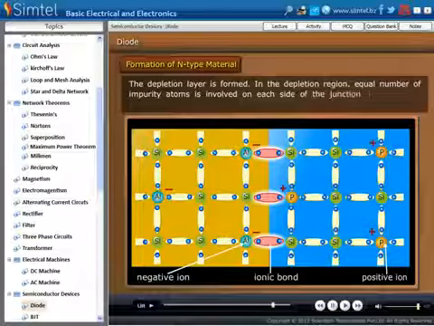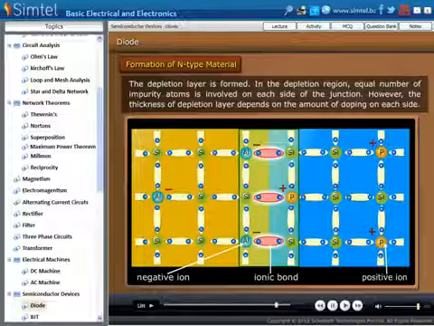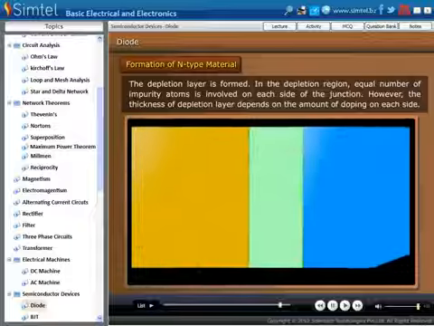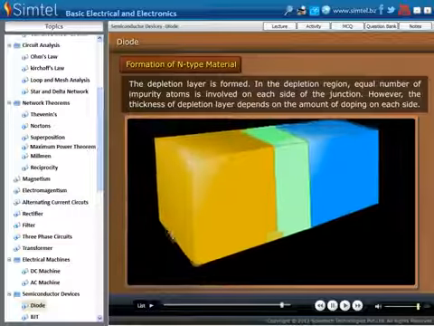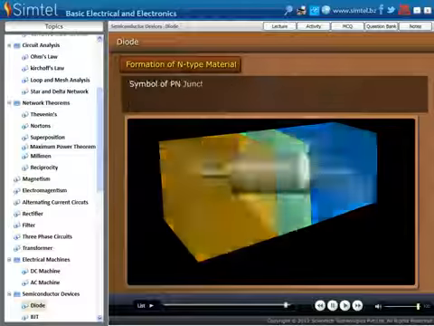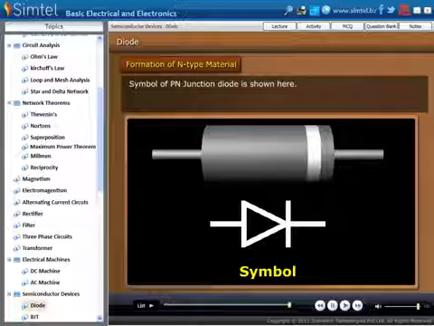In the depletion region, an equal number of impurity atoms is involved on each side of the junction. However, the thickness of the depletion layer depends on the amount of doping on each side. Here, we are showing the symbol of p-n junction diode.